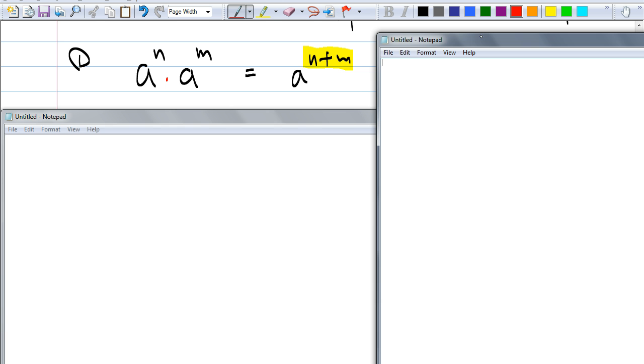Okay, let me move it up. I had n first, but for addition, it doesn't matter which order you add. If it was subtraction, even if it's alphabetical, you can't switch it around, right? That would be wrong. Okay, let's move it up a little bit.